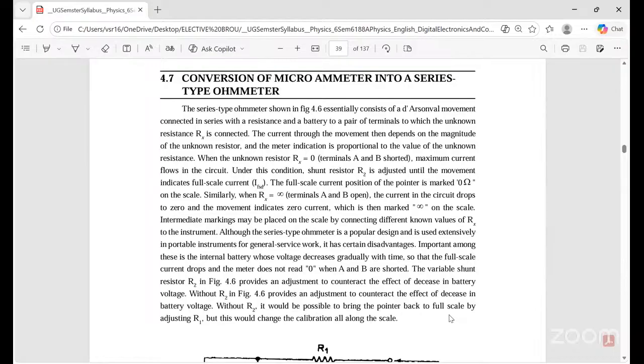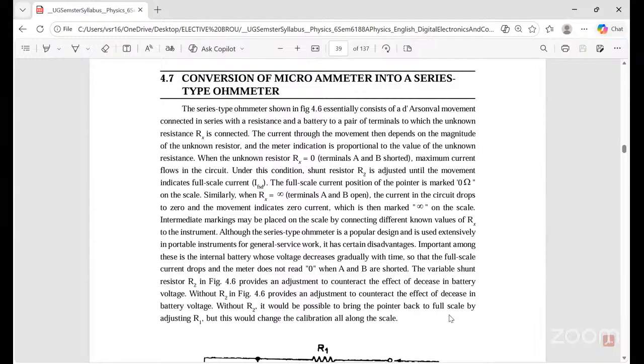This essentially consists of a D'Arsonval movement connected in series with a resistance and battery, with a pair of terminals to which the unknown resistance is connected. That is Rx, the unknown resistance in series. So the current through it depends on the magnitude of the unknown resistance. Here there is a meter whose indication is proportional to the value of the unknown resistance.